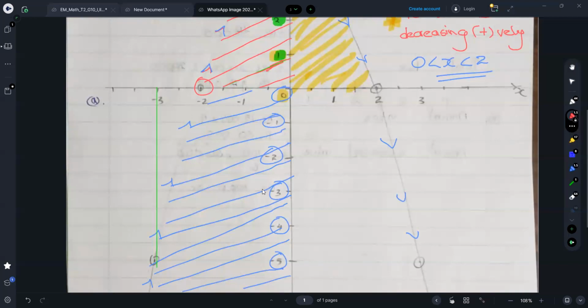I'll just write here increasing negatively. The range is -3 and 0. Increasing negatively.